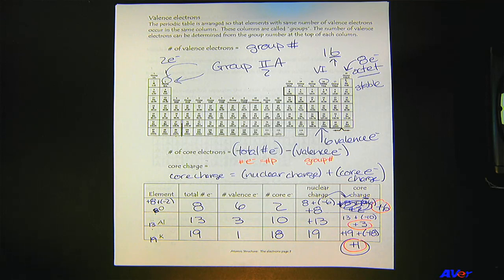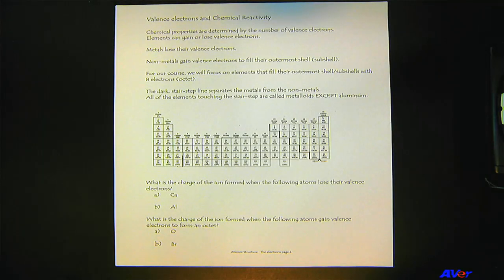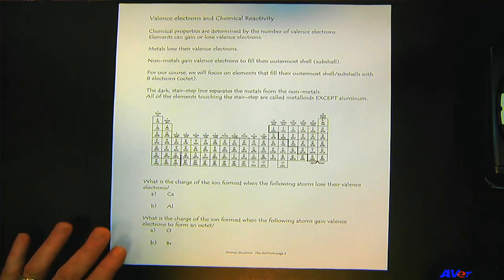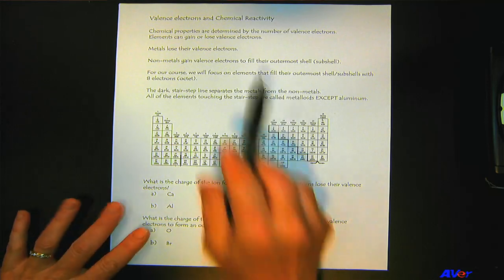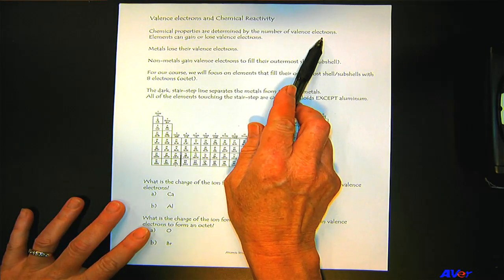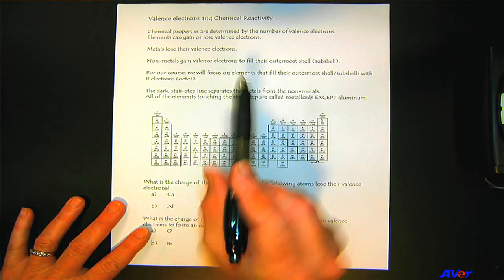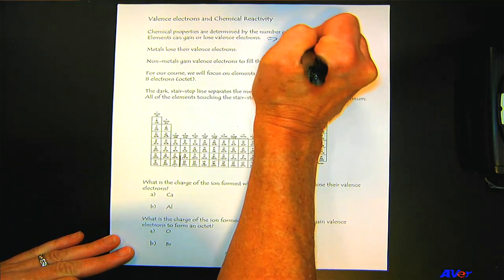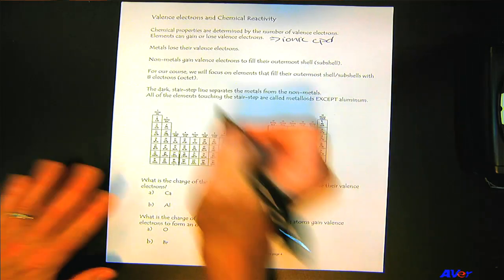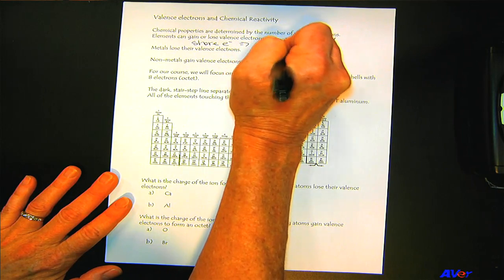Alrighty. Now, let's look at one last topic to finish up this video. Valence electrons are important to chemical reactivity. So, the chemical properties of an element are determined by the number of valence electrons it has. Elements can gain or lose their valence electrons, right? That would be for ionic compounds. Or they can share electrons, and we'll see that will be covalent compounds.